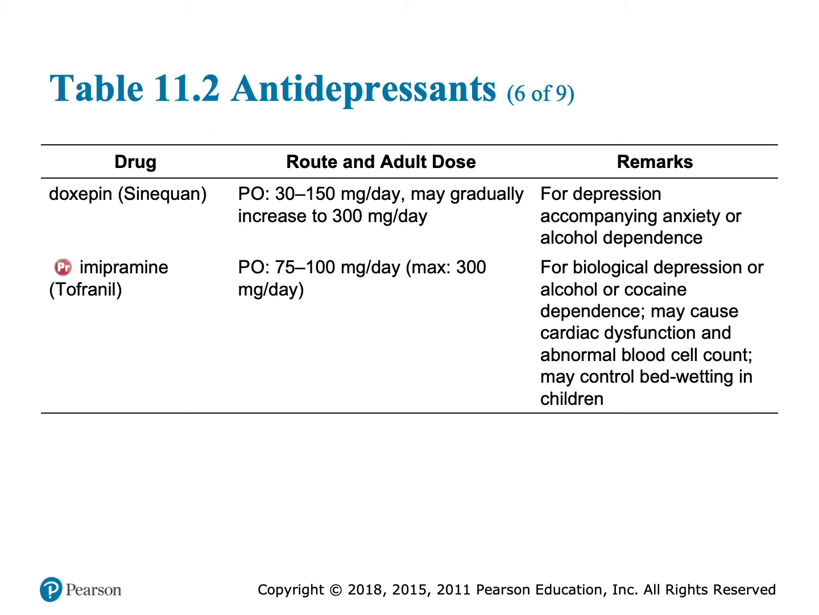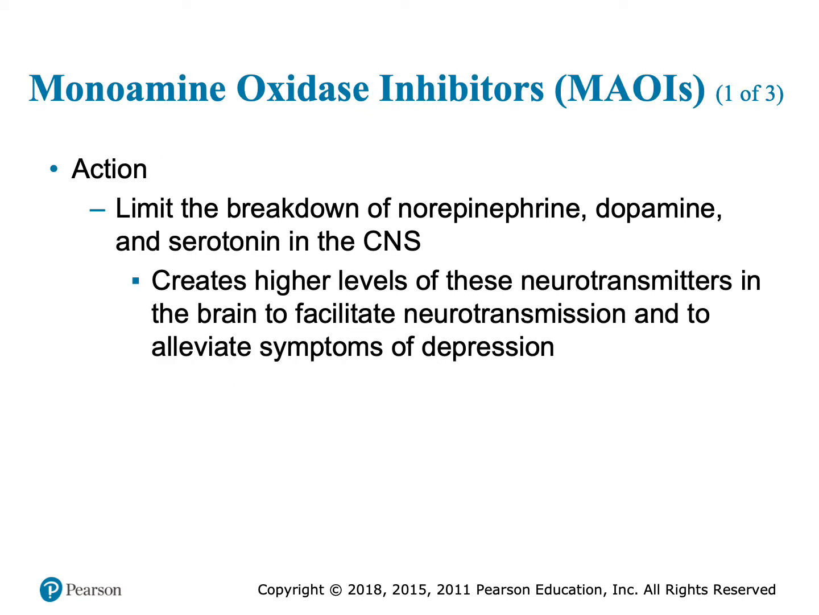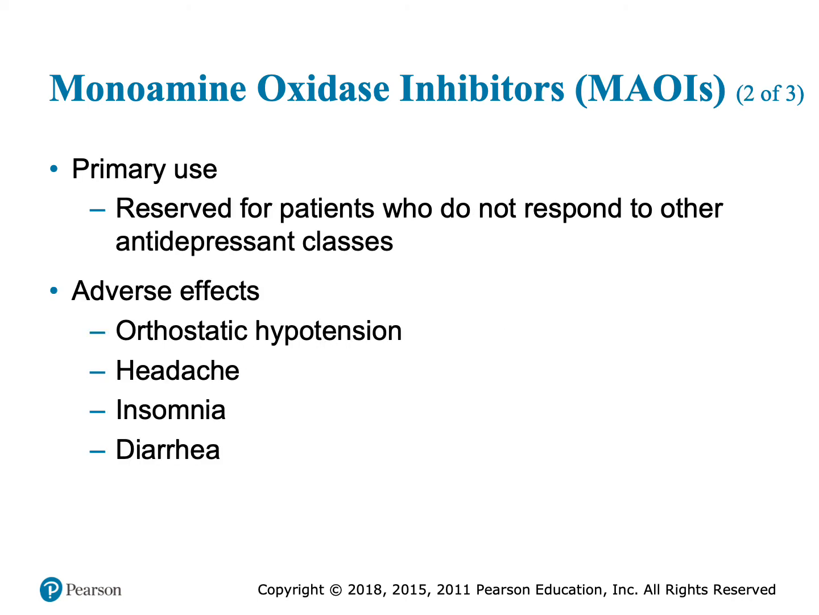Sinequan is another one, and Tofranil. On this slide, the Pamelor. And then monoamine oxidase inhibitors. Their action is to limit the breakdown of norepinephrine, dopamine, and serotonin in the central nervous system. The primary use is reserved for patients who don't respond to other antidepressant classes. So in other words, the MAOIs are used as a very last resort.